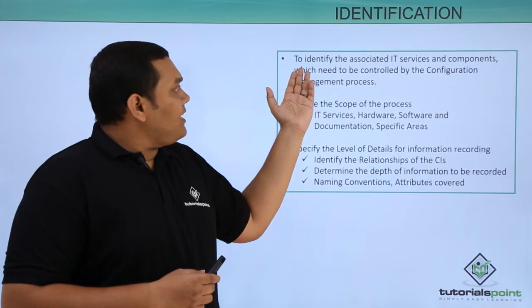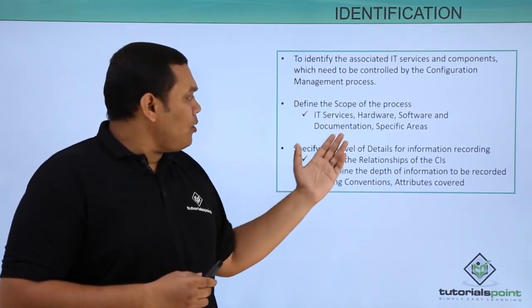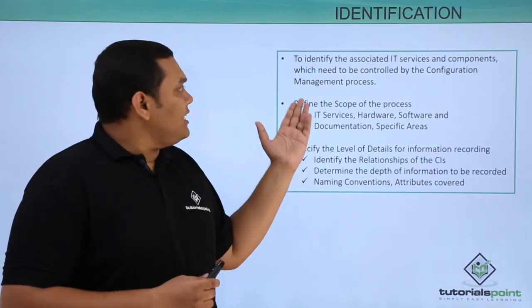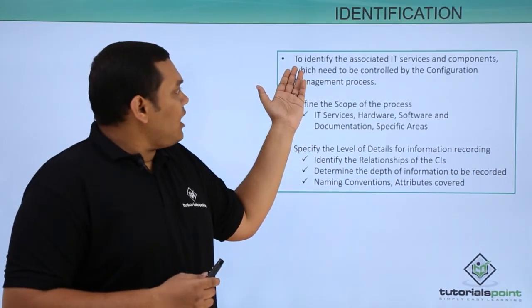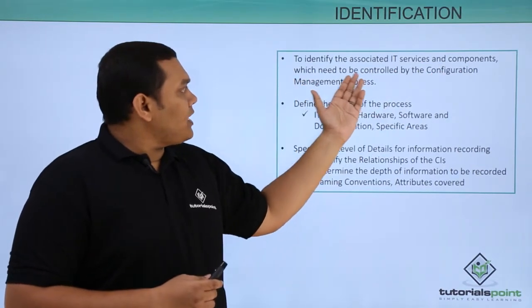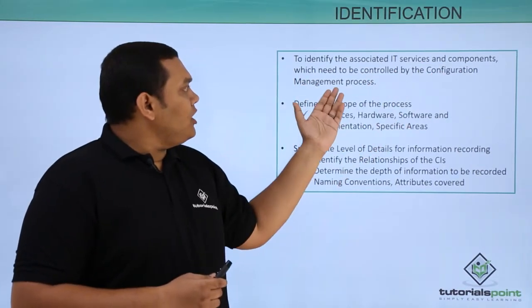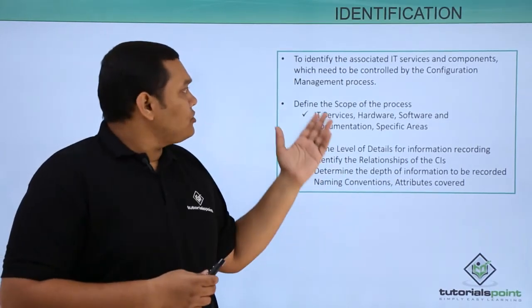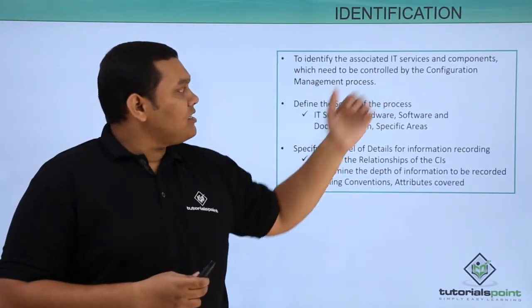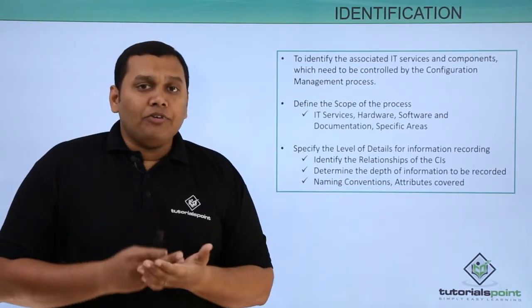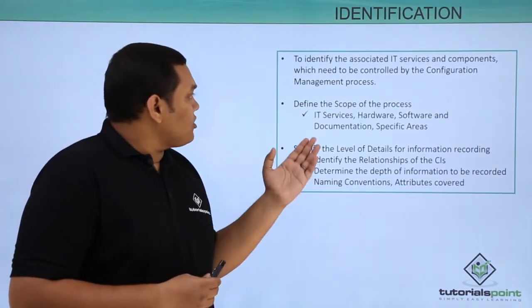Thus, coming to the second point, which is identification. Here we identify, we also define the scope and also we specify the levels of the details. In detail, you can see we identify the associated IT services and components which need to be controlled by the configuration management process. So, this identification activity is performed to identify the IT services and components which need to be controlled by the configuration management plan or process.